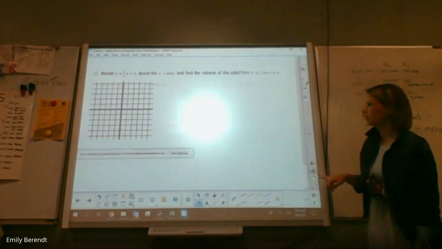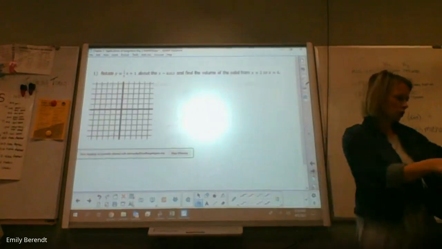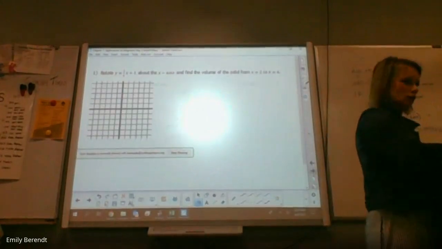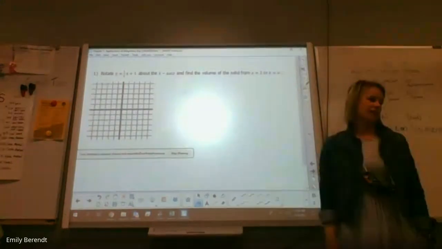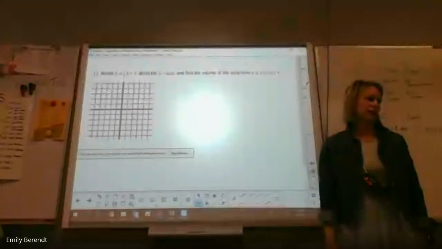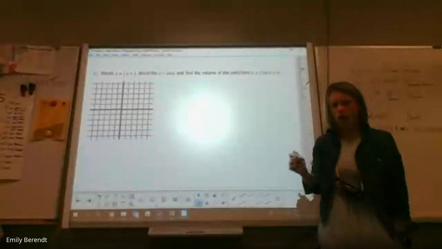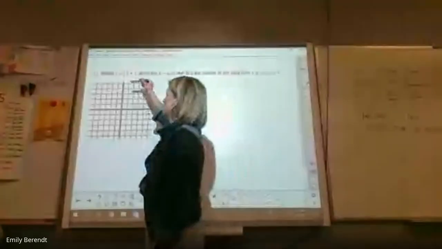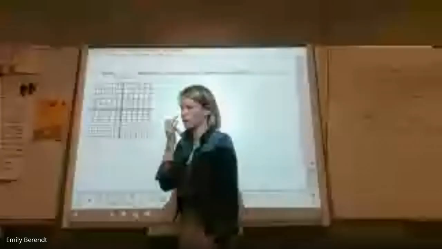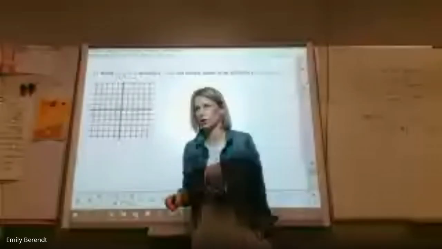All right, let's do this. Rotate y equals 1/2 x plus 1 about the x-axis and find the volume of the solid from x equals 2 to x equals 4. So we're going to go ahead and graph y equals 1/2 x plus 1. It's a linear function. What's the y-intercept? 1. What's our slope? 1 over 2.